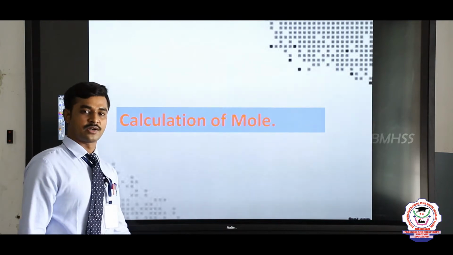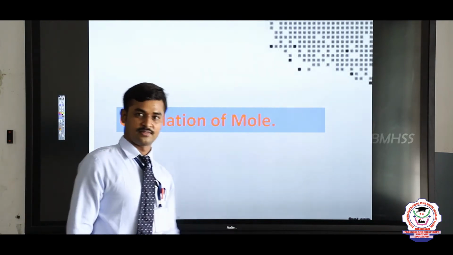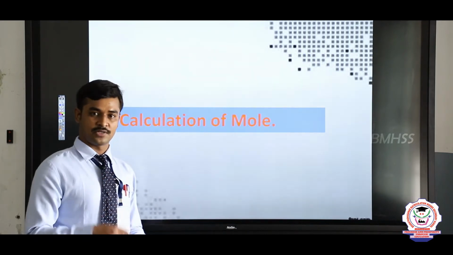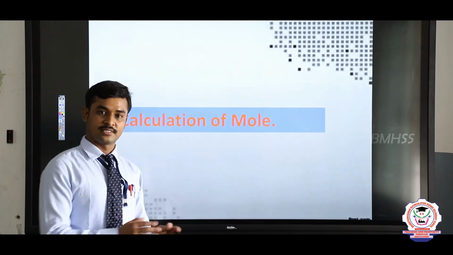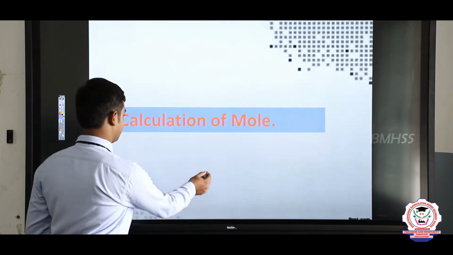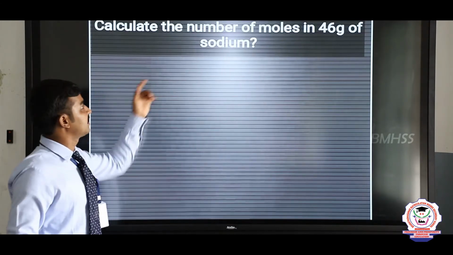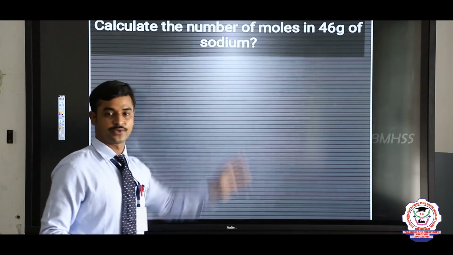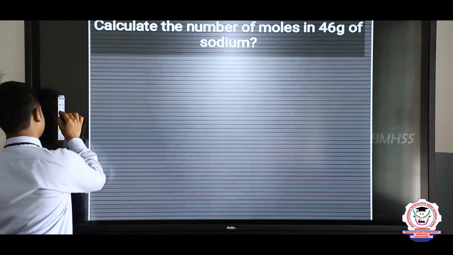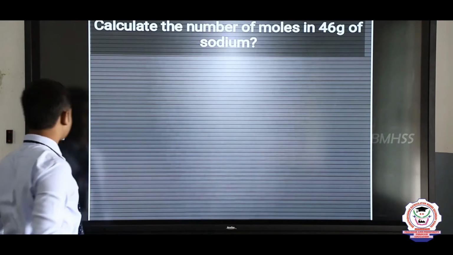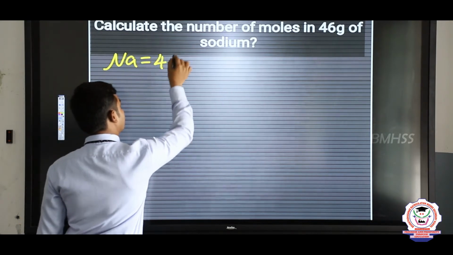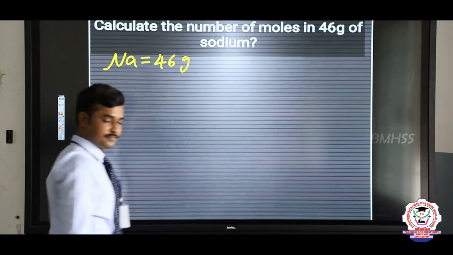Now, we go to the next model, calculation of mole. So, from the given mass or from the given molecule at a standard condition, we need to calculate the mole of the molecule. Let us see. The first sum is: calculate the number of moles in 46 gram of sodium. Sodium, Na, has the weight 46 gram.